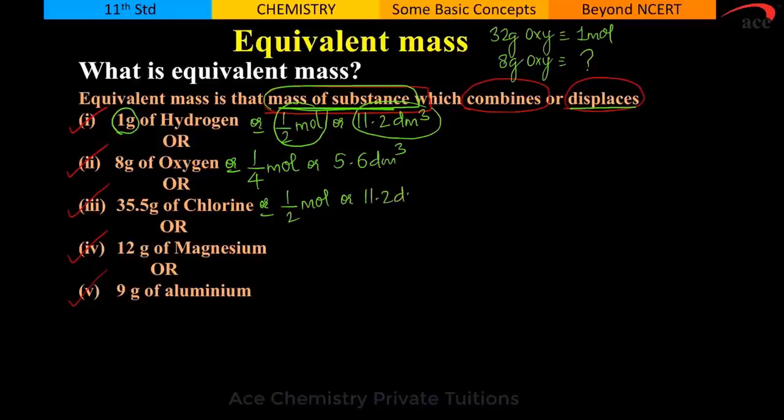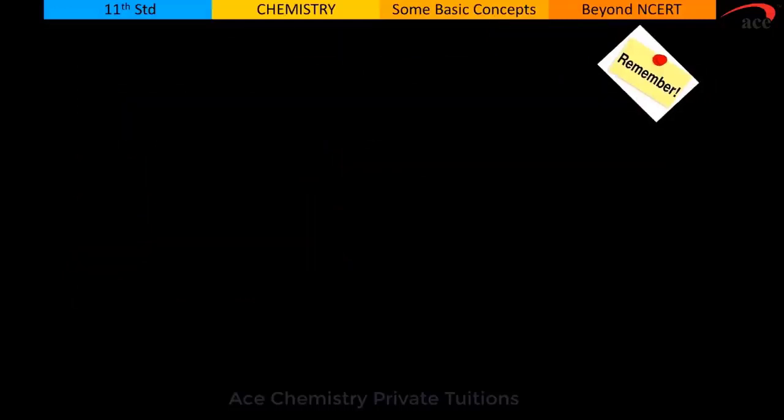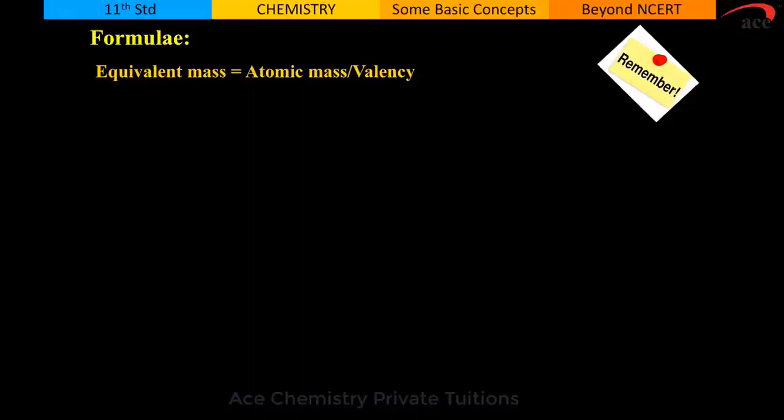Similarly, 35.5 gram of chlorine can be written as half a mole or 11.2 decimeter cube by using mole concept. Similarly, 12 gram of magnesium can be written as half a mole, while 9 gram of aluminium can be written as 1/3 mole. So, what we have realized is equivalent is some scientific mass of various types. So much data we are supposed to remember in this case. So, is there any alternate to remember this?